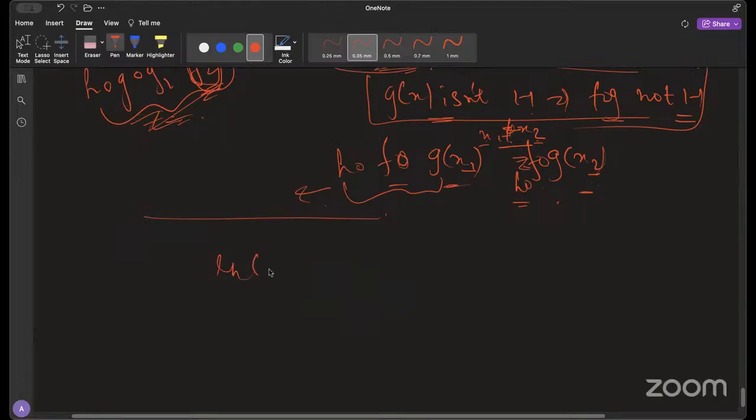So you have this thing, because this is not 1, 1. What does the graph look like? Let's just keep it simple.